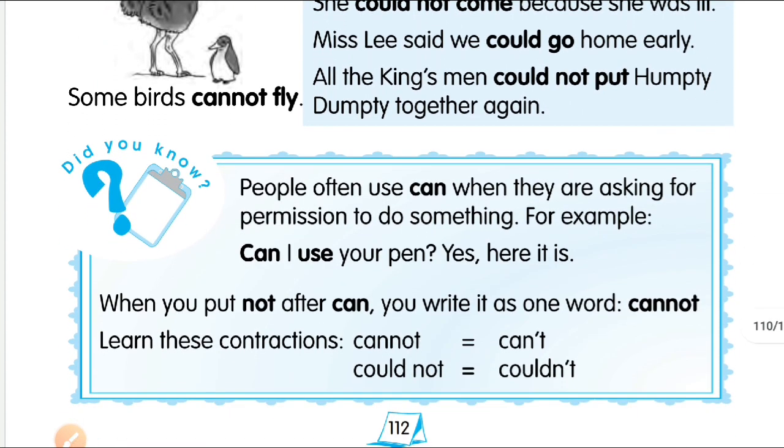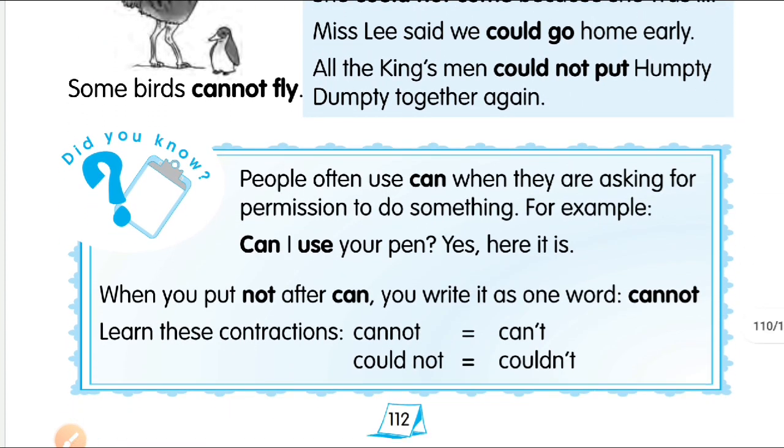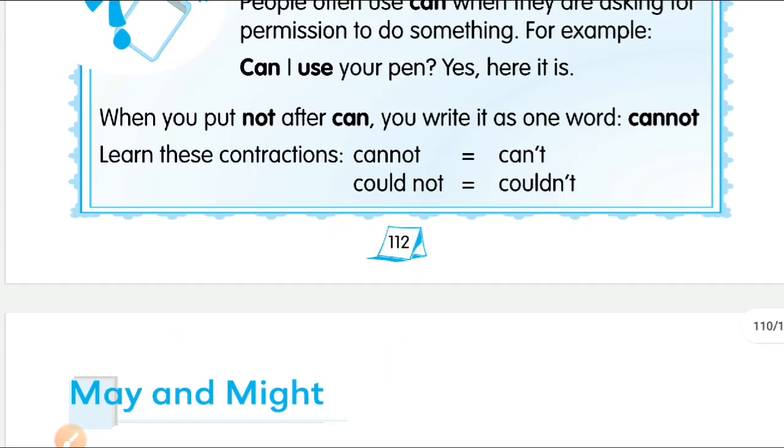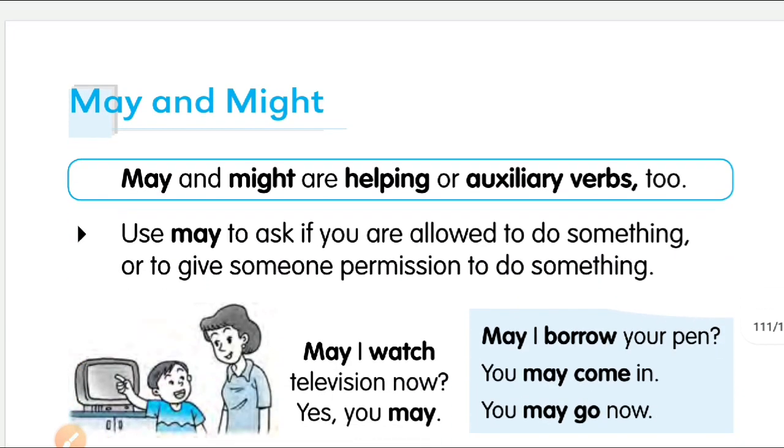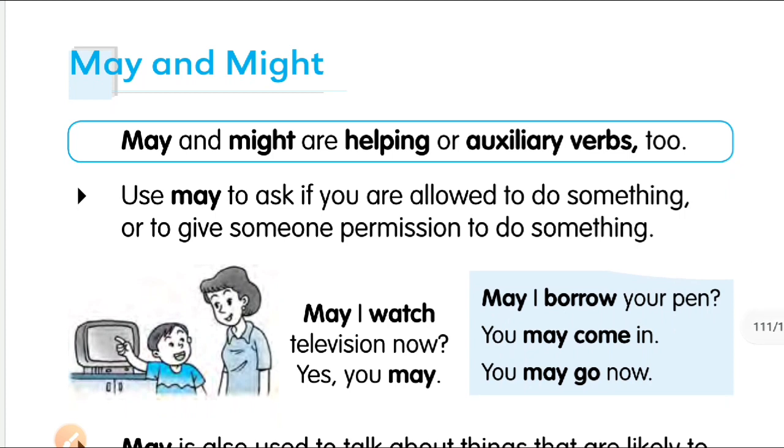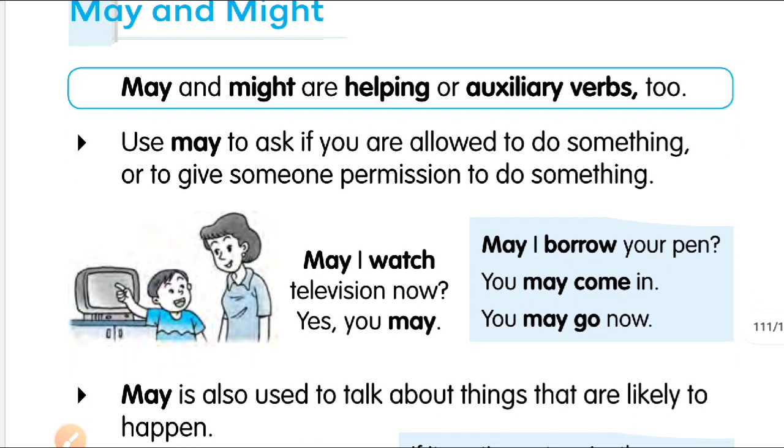People often use can when they are asking permission. Can I use this pen? Like that you can also use it. Here also some contractions are there, cannot and could not. They are written in very short forms. Like that you can use may and might also. May and might are helping auxiliary verbs. Mostly they are used for permission.